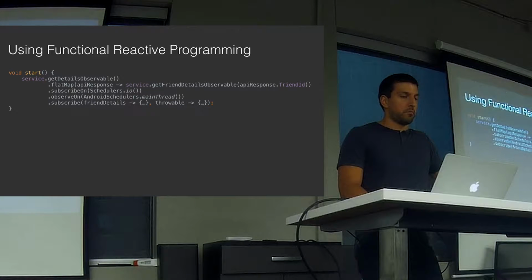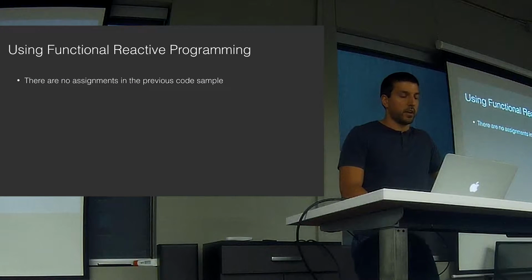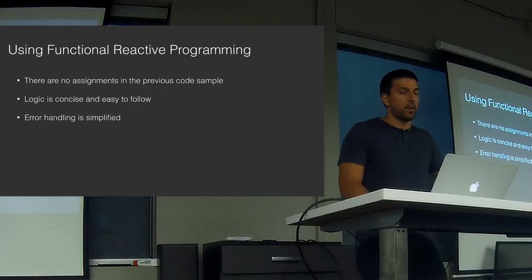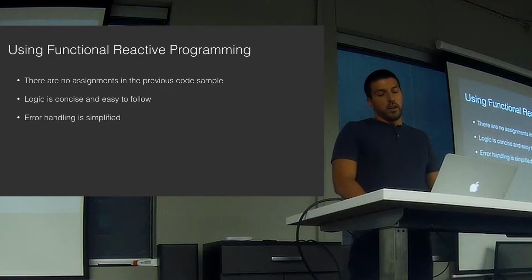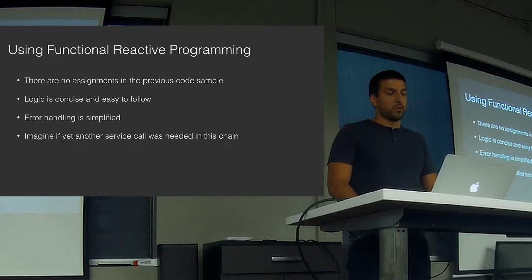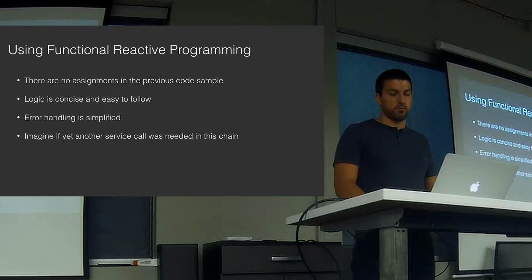So this is basically all the logic of the previous callback screen that we saw. And there are no assignments there. Everything is just computed by combining functions together. The logic is easy to follow, and error handling simplified. And this is obviously a very basic example, but imagine if you wanted to add another request to that chain. At that point, you could probably talk to whatever service you're using to fix needing to call 3 synchronous requests, but this is for example.